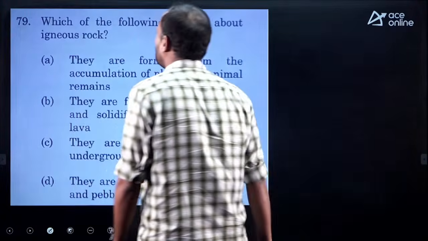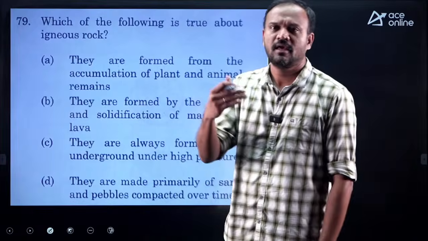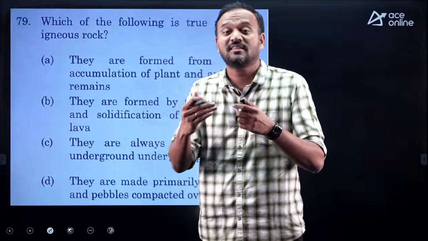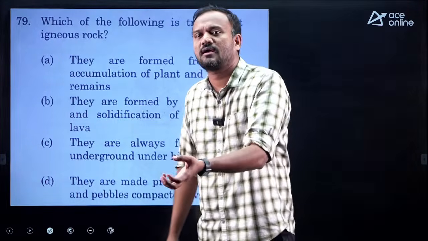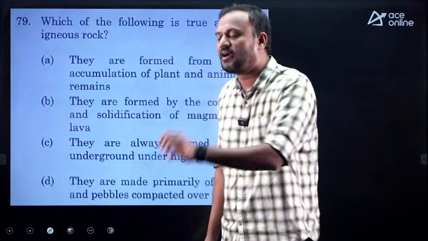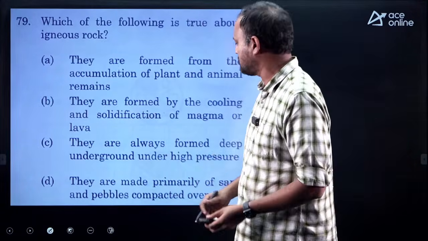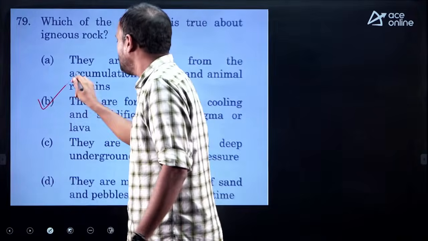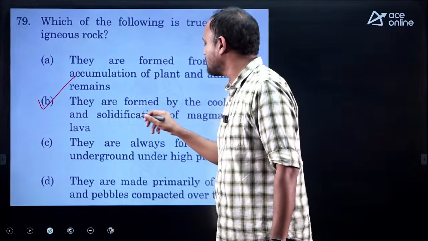Which of the following is true about igneous rocks? So igneous rocks, how are they formed? See, the molten rock, lava or magma, when it gets cooled, it solidifies and you get igneous rocks. So option B, they are formed by the cooling and solidification of magma or lava, right.